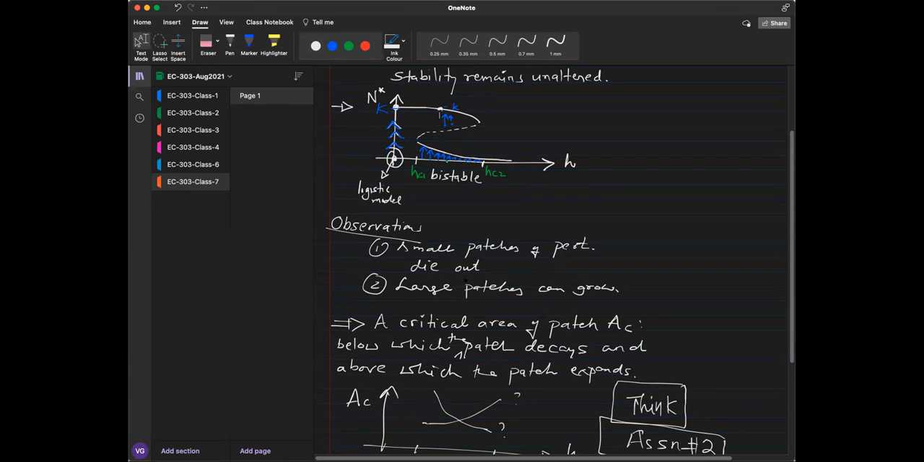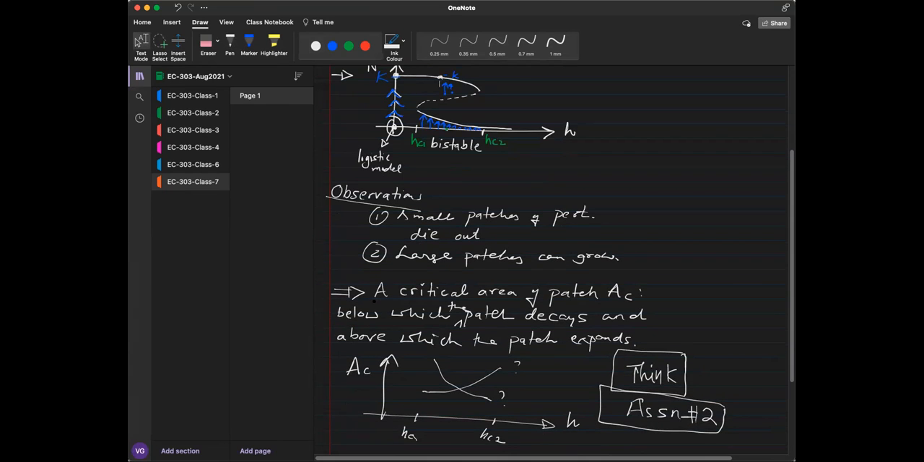But for today's class, I just hope that in the previous lab assignment, you understood the concept of the critical area of patch that is required to induce a transition from one state to another state. Is this point clear? This is what I was expecting in the previous lab assignment work. Any questions on this?